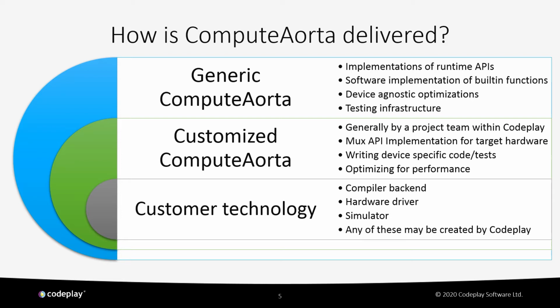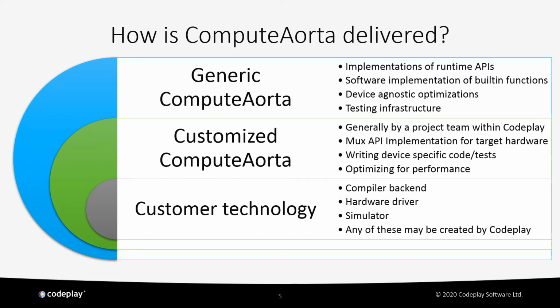This includes the implementation of the runtime APIs, so that's the primary work for the OpenCL and Vulkan runtime APIs. We provide software implementations of all the built-in functions for those specifications. Mostly that means the large set of mathematical functions in OpenCL and Vulkan. We also provide device-agnostic optimizations. So these are middle-end level optimizations that provide benefits for a set of hardware, not just a single piece of hardware. And we also deliver testing infrastructure to customer teams so that they can do a lot of validation.